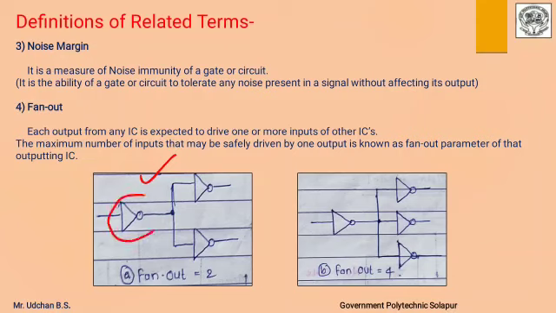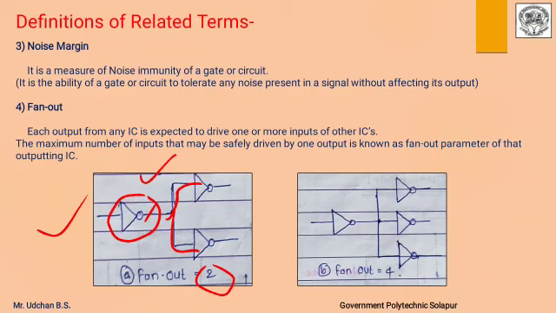The output of this NOT gate is given as an input to these 2 NOT gates, means this single output of this NOT gate is driving 2 inputs of succeeding NOT gates. Therefore the fan out of this circuit is written as 2, as it is driving 2 inputs of other gates.